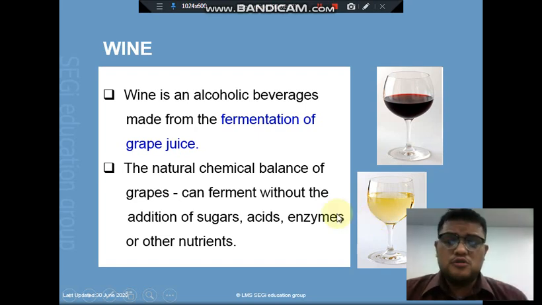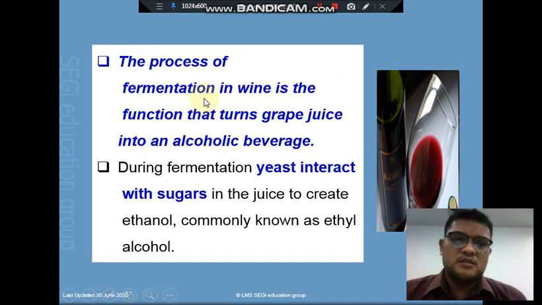As everyone knows, wine is an alcoholic beverage made from the fermentation of grape juice. The word fermentation means the beverage will be kept in a barrel or inside a container for a very long time to create alcohol through the chemical effects of sugar and yeast. So like I said just now, the process of fermentation in wine is the function that turns grape juice into an alcoholic beverage, because yeast interacts with the sugar inside the juice to produce ethanol.